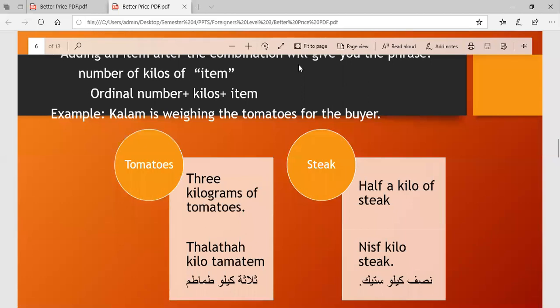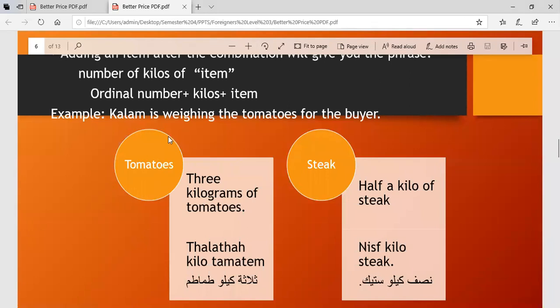Mia, I want you to illustrate this. Yalla, Mia. I'm talking about tomatoes here. If you want 3 kilograms of tomatoes, how do we say it in Arabic? 3 كيلو طماطم. 3 كيلو طماطم. Alex or Callum, whatever, steak. For example, let's say 3 كيلو دجاج. You gave me another example.